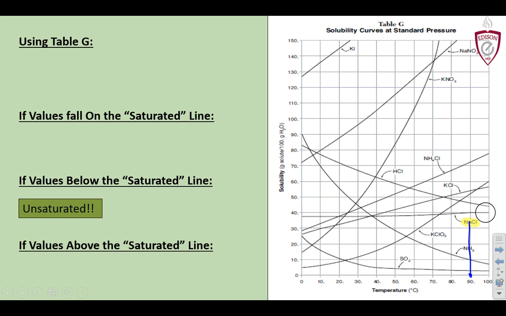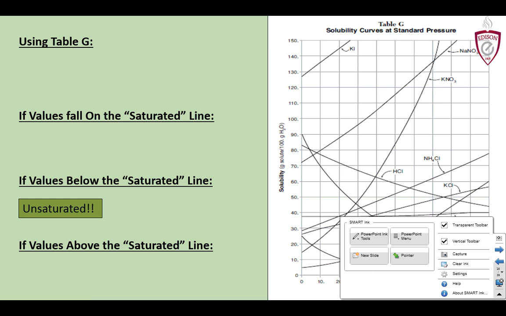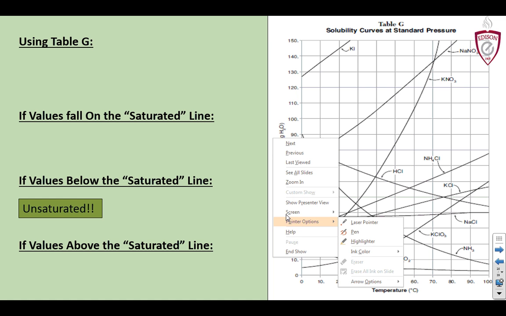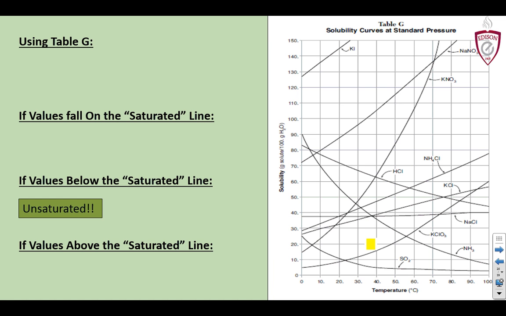When I have conditions that leave me below the line, then we are going to call that unsaturated. What compound are we talking about? KNO3 at 60. So highlight KNO3, this big one. Wow, that's a rather steep curve, which means it changes a lot in its relationship to temperature.